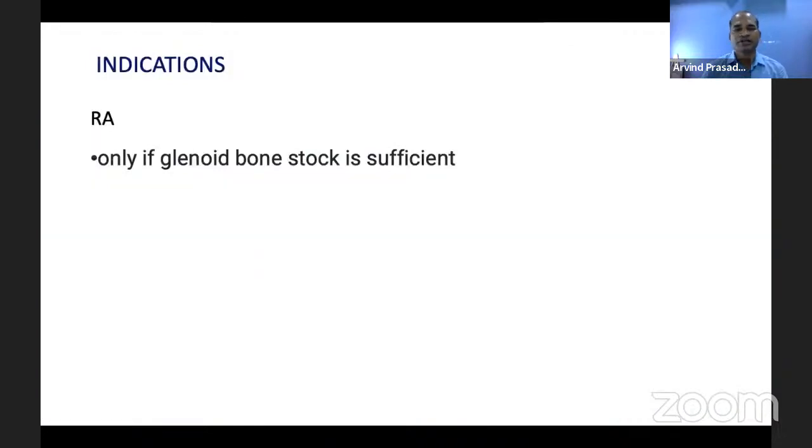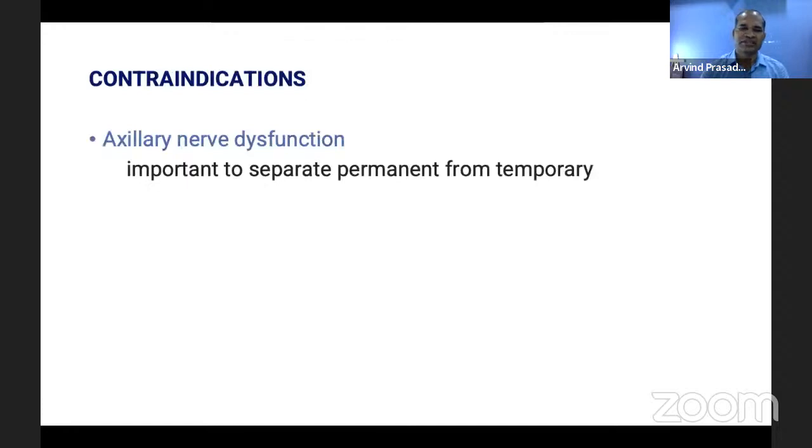And also there are rheumatoid arthritis cases, arthritis of the shoulder joint in rheumatoid patients. But in that case, you have to check for the glenoid bone stock, whether it's sufficient or not. If it is sufficient, then this can be treated with the reverse shoulder arthroplasty. There are a lot of contraindications for reverse shoulder arthroplasty also.